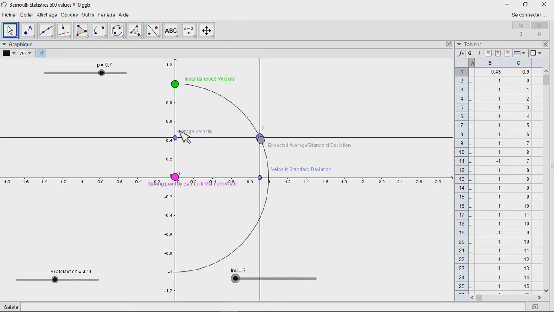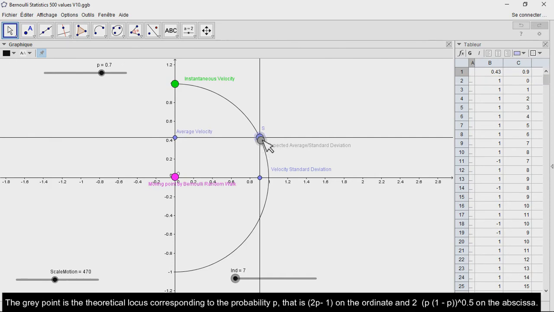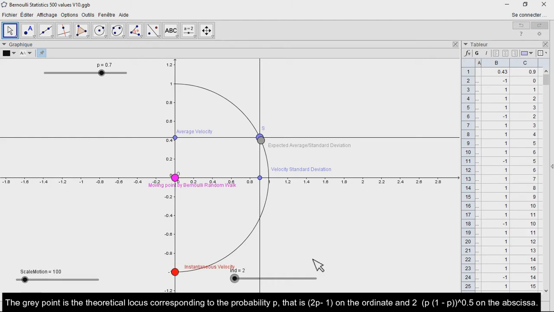The blue point S has for ordinate the average velocity calculated over the 500 steps, and on the abscissa the standard deviation of velocity. The gray point is the theoretical locus corresponding to the probability p, that is, 2p-1 on the ordinate and 2 square root of p(1-p) on the abscissa.